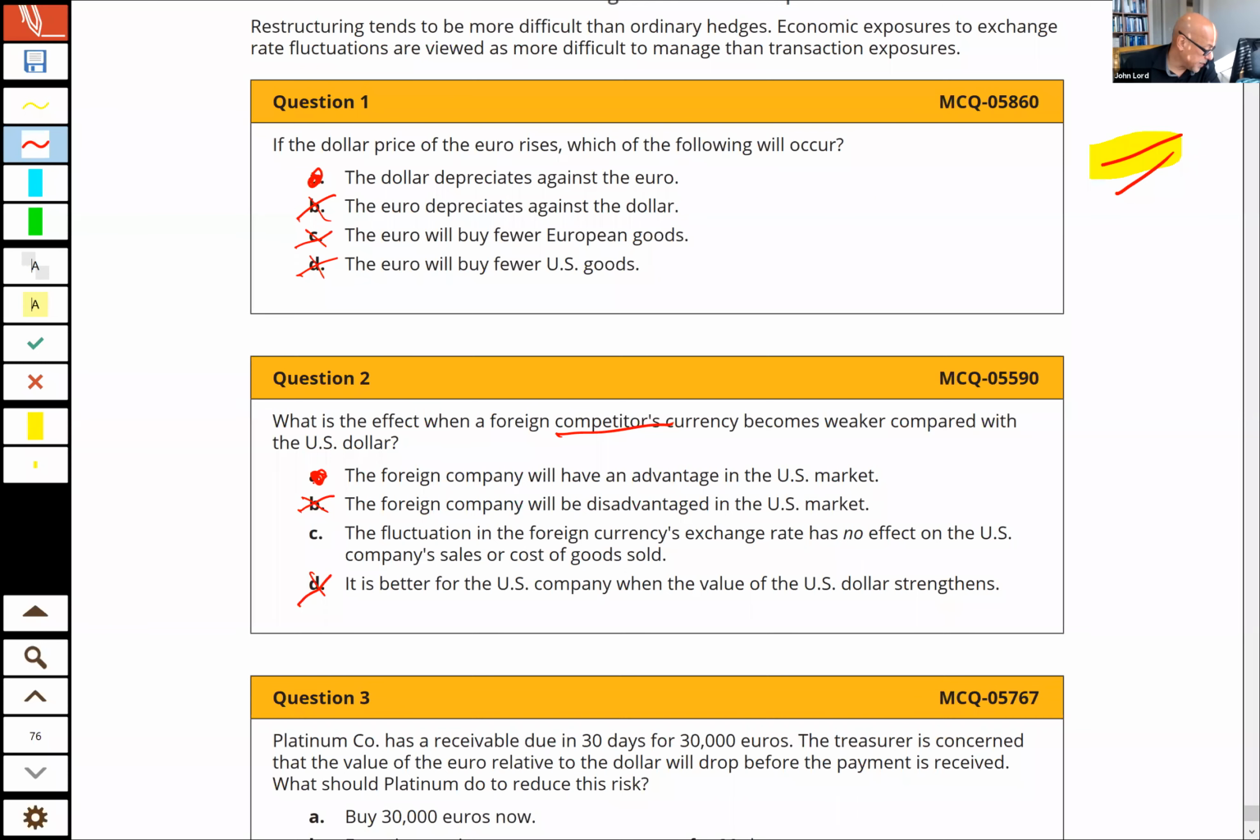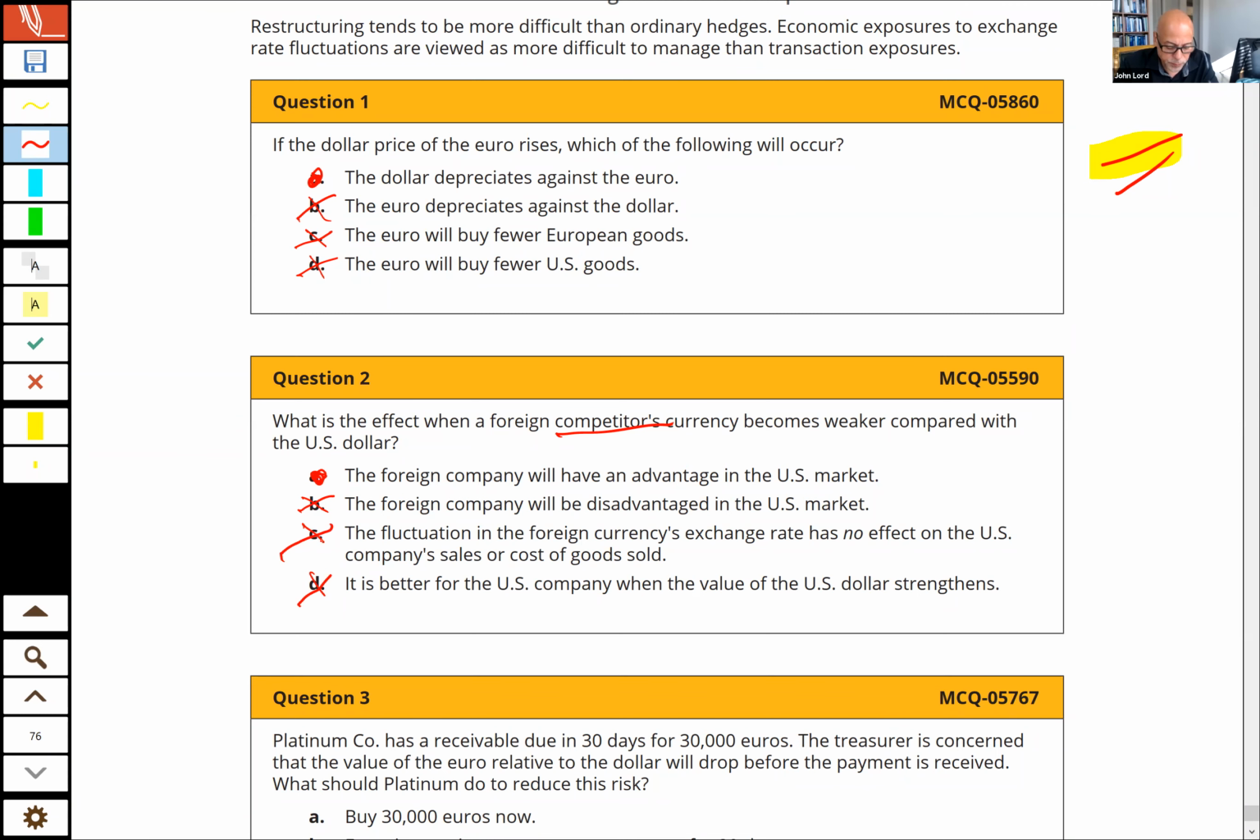It's going to basically take more of the foreign currency to purchase the dollar. So what's going to happen? Now, nobody's going to want to get the dollars to buy the US product. So that's going to put the foreign company at an advantage, right? Not a disadvantage and not an advantage for the US company. And the fluctuation of the foreign currency exchange has no effect. Come on, that's nonsense. Obviously, these fluctuations have effects, or why are we even talking about it?